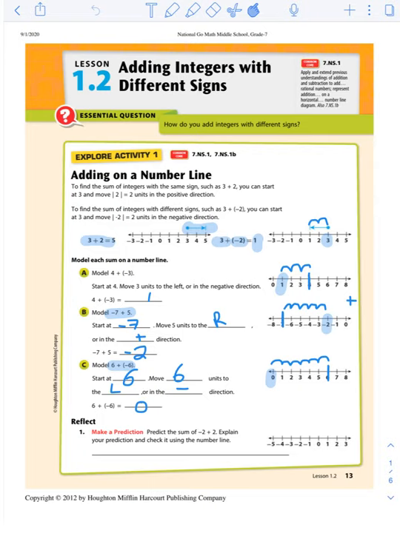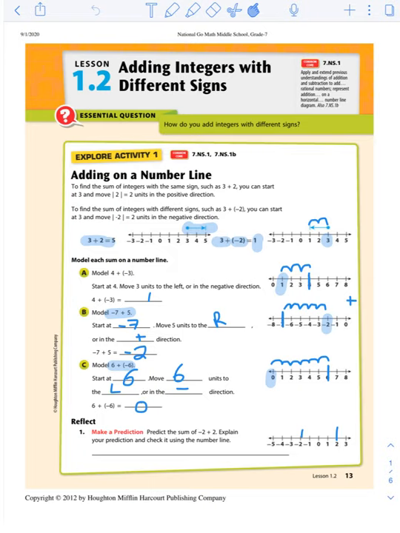All right, let's reflect on this. Predict the sum of negative 2 plus 2. Explain your prediction and check it using the number line. Let's look back at example C for a second. 6 and negative 6. Those are opposites. I know that opposites have the sum of 0. So let's look back at that one we're predicting. Negative 2 and 2. Those are also opposites. They both have the same distance from 0 in opposite directions.